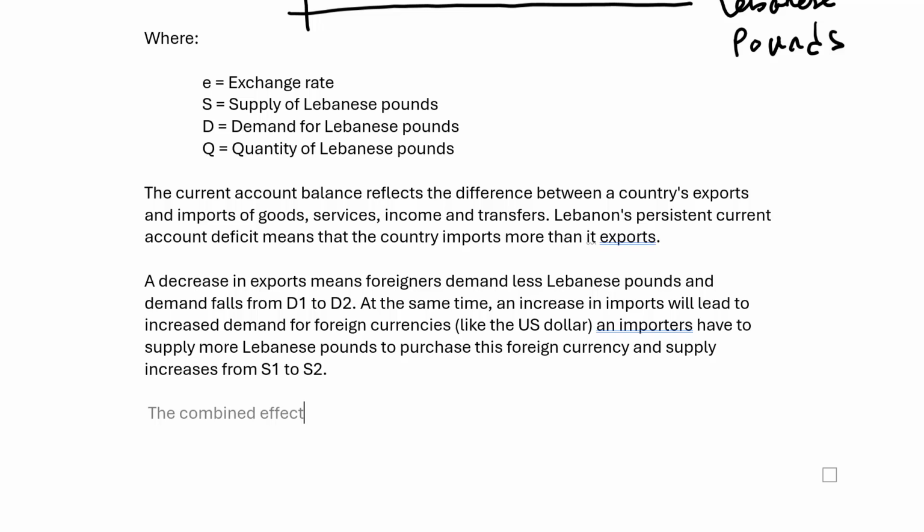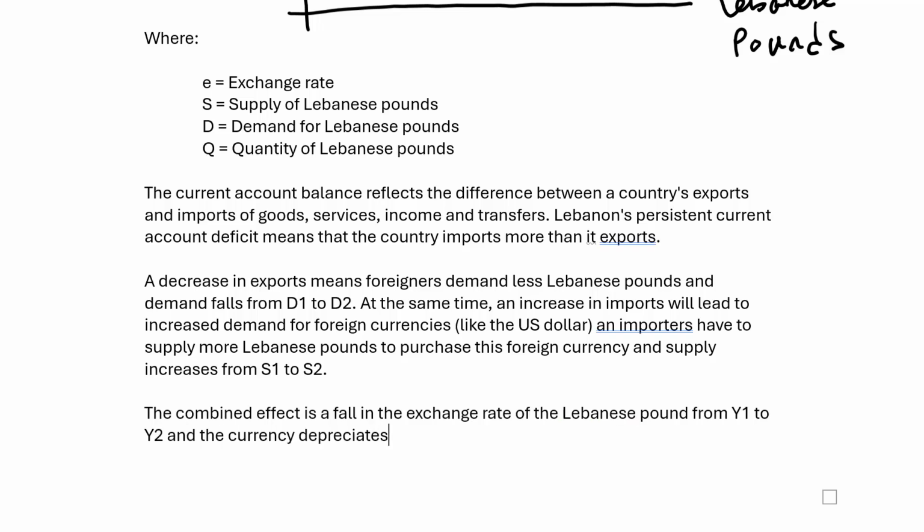The combined effect is a fall in the exchange rate of the Lebanese pound from E1 to E2, and the currency depreciates. E1 to E2, not Y1 to Y2.